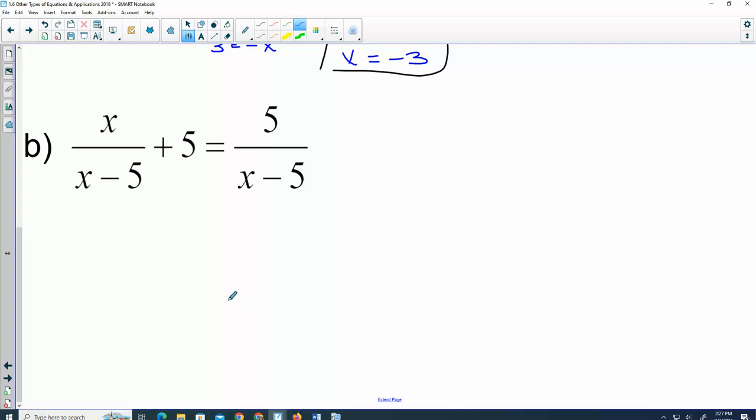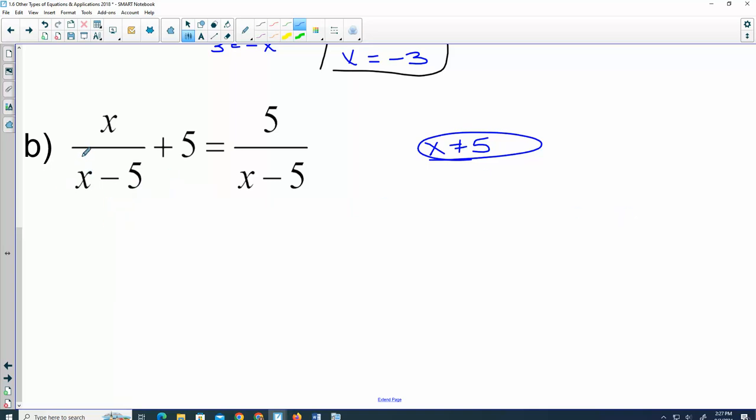What can x absolutely not be? Can't have 5. Okay, that's my domain. Any other number is fine. How many terms do we have? 3. So whatever we do, we have to multiply all 3 things.